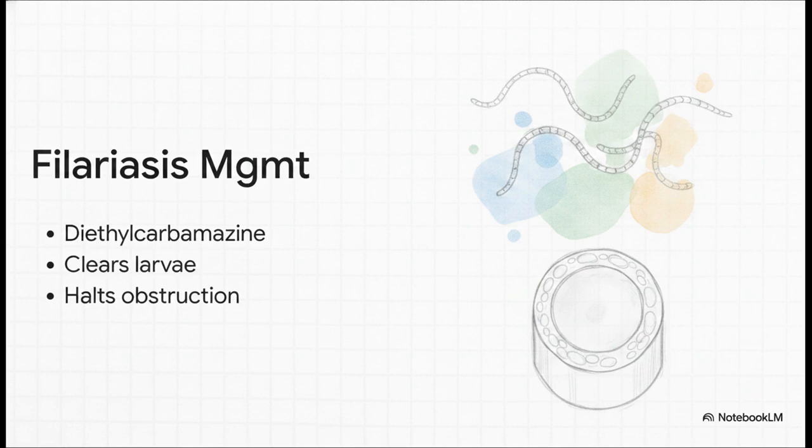Diethylcarbamazine, or DEC. DEC is highly effective in the early stages of secondary lymphedema, way before those gross, irreversible fibrous deformities have a chance to develop. The mechanism exam pearl here is that DEC exerts a really potent microfilaricidal action. It clears out circulating larvae and halts that progressive lymphatic structural obstruction.